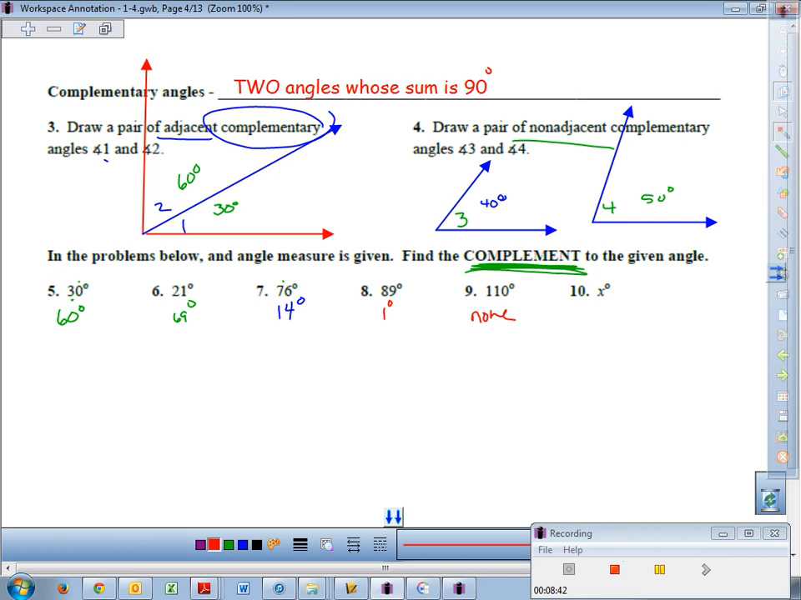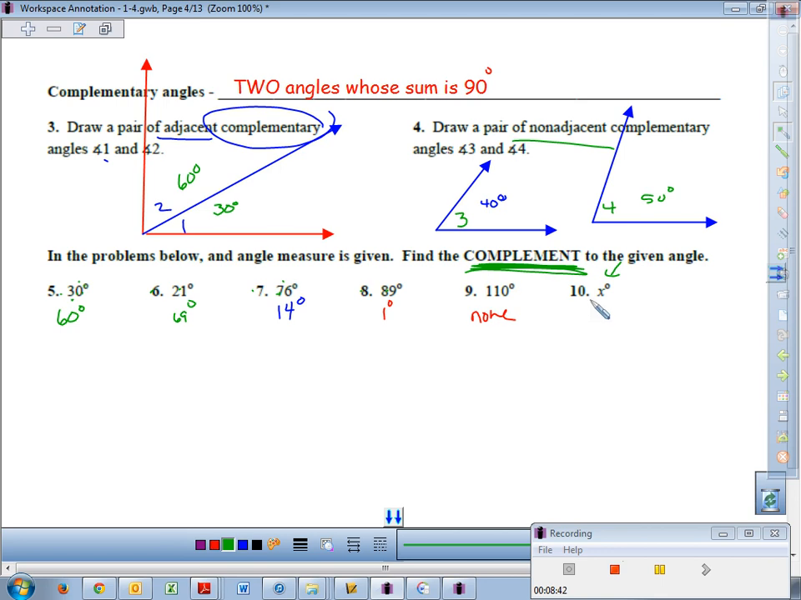Sound cool? And now here's what I was trying to set us up for. This will save our lives on Thursday, if we can figure this answer out. Let's go through the process one more time. How did we get 60 degrees? We did what? 90 minus what was given to us? 30. Wasn't this answer 90 minus 21? Wasn't this answer 90 minus 76? This answer was 90 minus 89, right? This answer couldn't be done.